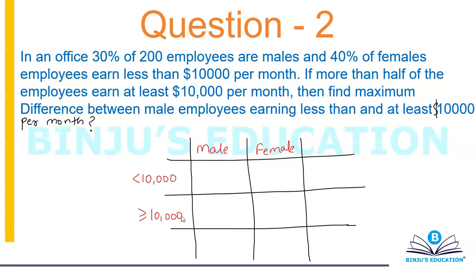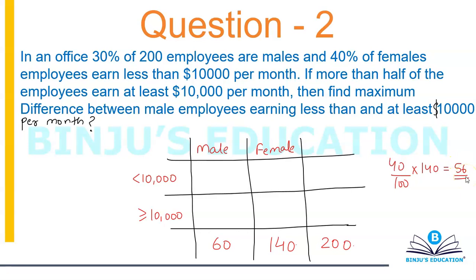So let's plug in the values. In an office, 30% of 200 employees, that means total is 200, and 30% of 200 employees are males, that means 60 are male, and 40% of female employees. Now if 60 are male, can I say the remaining 140 would be female? If 60 are male, then the remaining 140 have to be female. 40% of 140, so 40 by 100 into 140, that is going to be 56.